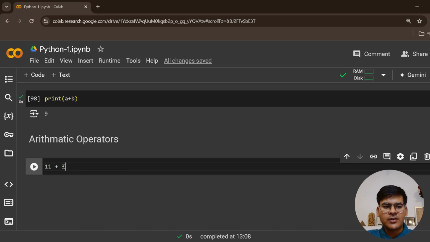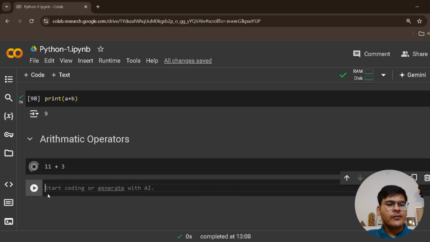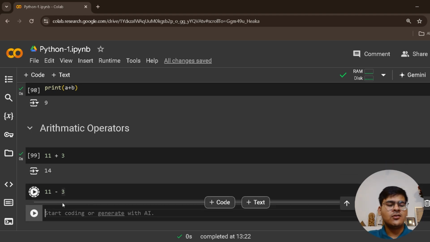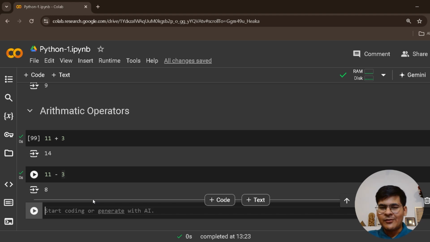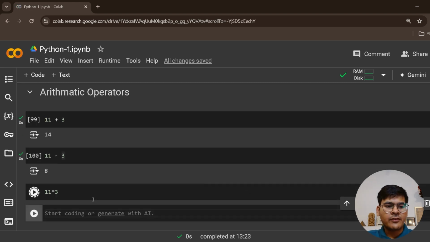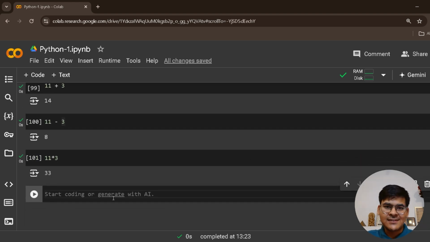Suppose I do 11 plus 3. Again, I'm not writing a print statement. As you know, the notebook will perform the addition, so 11 plus 3 is 14. Awesome. Suppose I perform 11 minus 3. You can give space in between or no space, anything is fine. 11 minus 3 is 8. Perfect. If I do 11 into 3 and run this, it is 33.